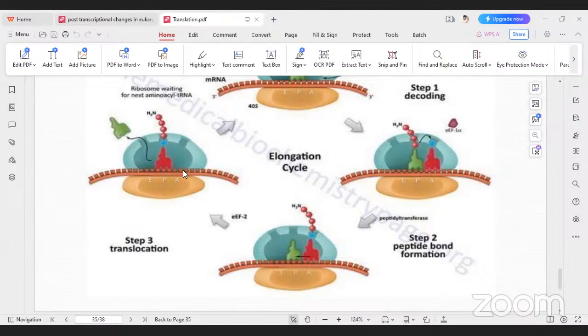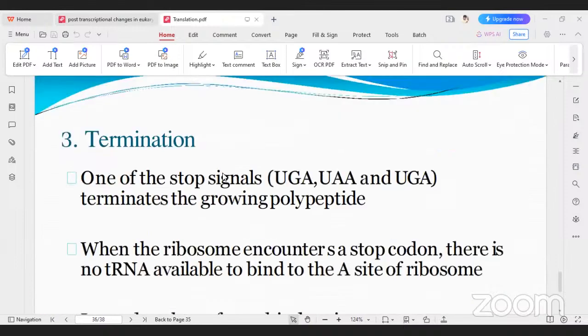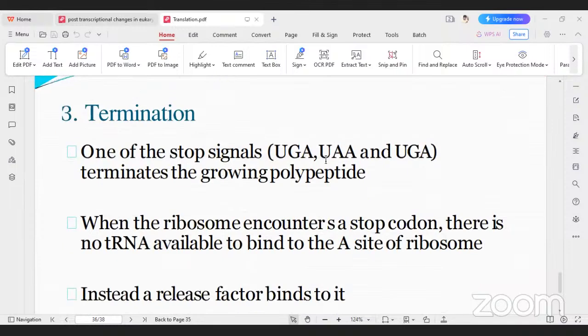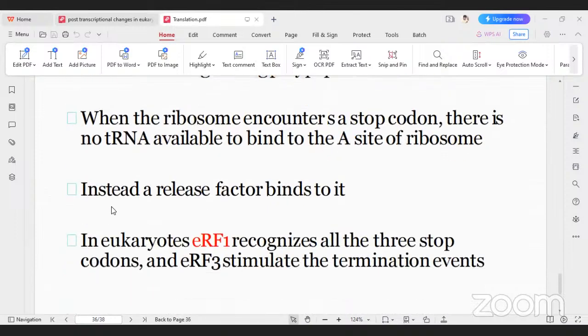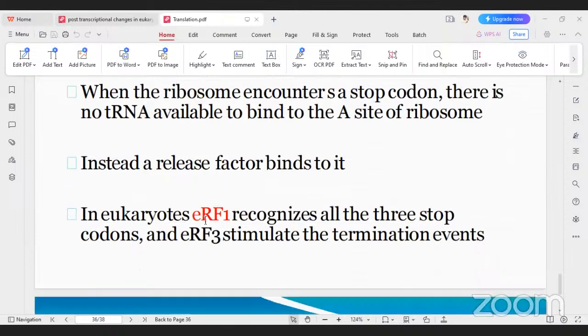Termination: when the ribosome unit reaches the nonsense codon, the process is terminated. This termination occurs with the help of release factor 1, release factor 2, and GTP. Let's see the termination process. UAG, UAA, UGA are the nonsense codons, or stop codons. Release factor 1 recognizes all three nonsense codons, and release factor 3 stimulates the termination event.